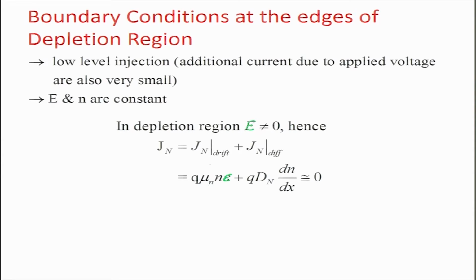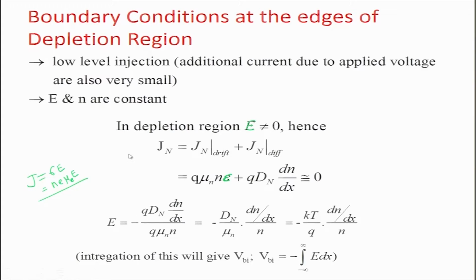So, basically we know from Ohm's law that J is equal to sigma E, which is equal to n e mu E, right. So, this is n, electronic charge, into mu n into the electric field E, plus the diffusion current, that is q Dn dn by dx, and that is equal to 0 in the equilibrium, of course. So, first we are taking the equilibrium.